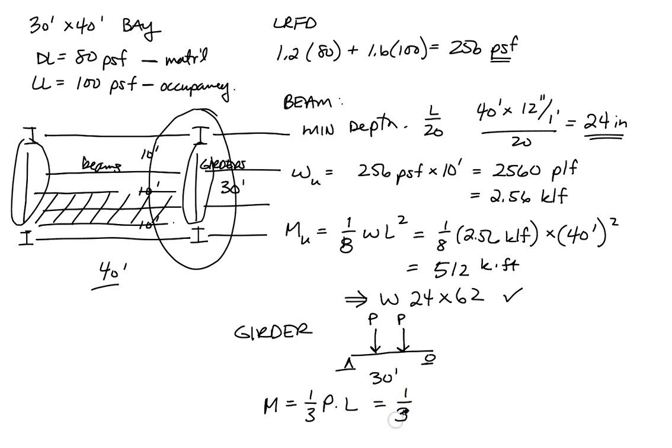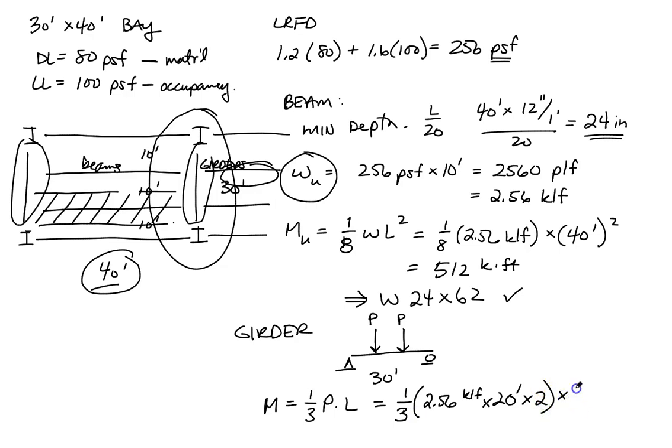So there's the 1/3. The value of P is going to be 2.56 kips per lineal foot. All right, that would be the distributed load on the beam. And then we're going to multiply by 20 feet. And then multiply by 2 for the beam on the other side. And so there's our load P. And we've got times 30 feet. And so that tells us that the moment is 1024 kip feet.